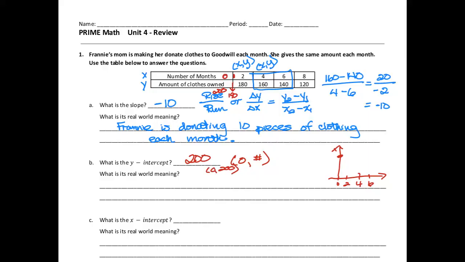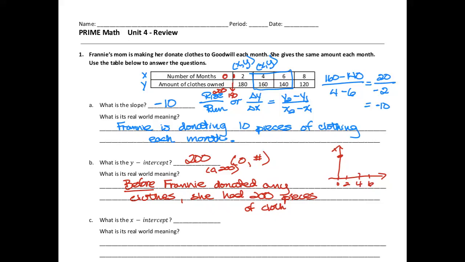Either way. So what does this mean? This means before Franny donated any clothes, she had 200 pieces of clothing. Okay? Any questions about that?